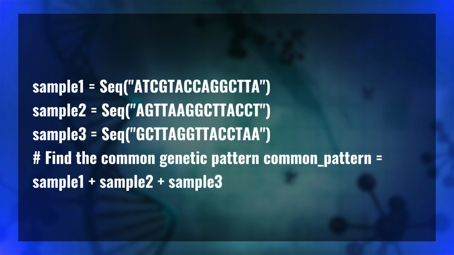So we have three samples. What we are trying to do here is sample 1 plus sample 2 plus sample 3, so it will add up all the samples. Supposedly sample 1 contains just an A, sample 2 contains just a B, sample 3 contains just a C. So the common pattern will become A plus B plus C, that is ABC. It will give the output ABC. You concatenate the sequences to create the common pattern. This is where BioPython's Seq object shines. It lets you manipulate DNA sequences like a master geneticist.